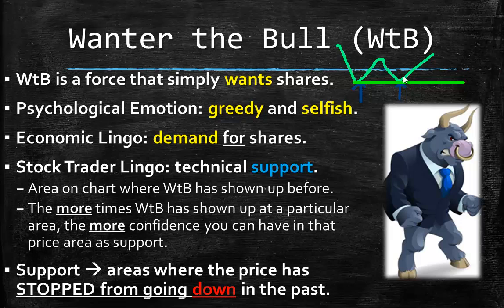Meaning, remember, what are some of the cores of technical analysis? Learning from past history. So if we look back in the past history and say, hey, look at that. At this point, and then this point, people have wanted shares. Wanter the Bull has shown up and wanted shares. Is it logical? Is it rational to think that, if the price does come back down here, this may be a good area to try to pick up some shares? Yes, that is very rational.